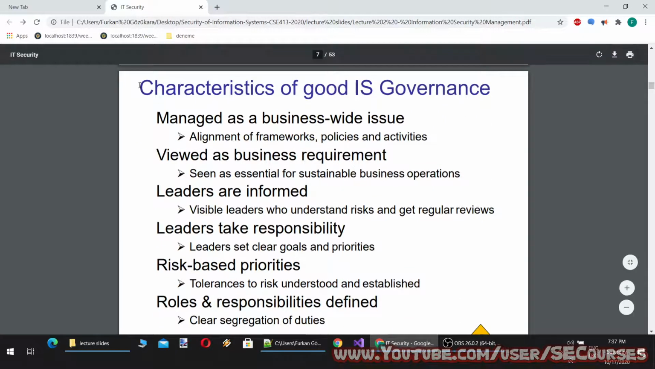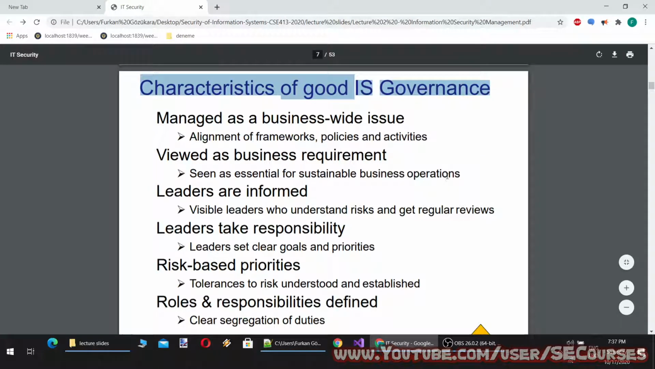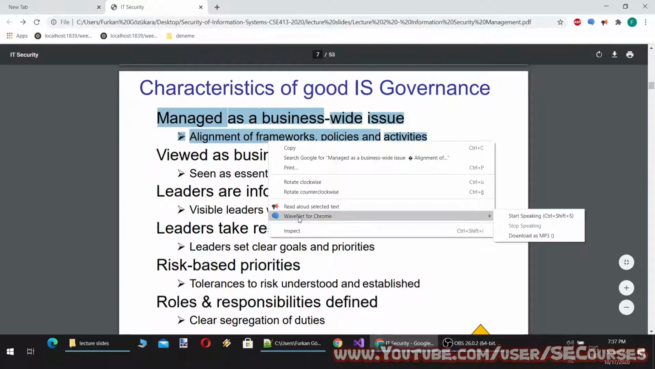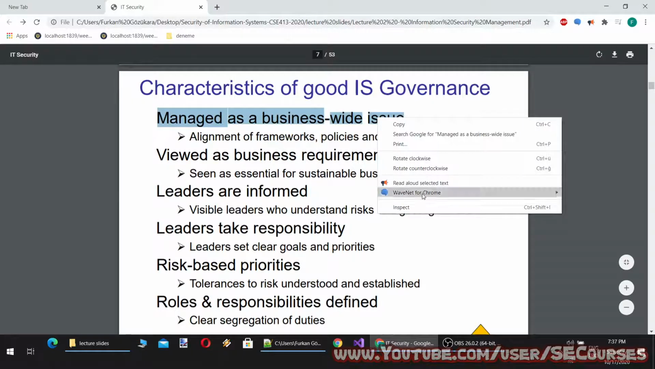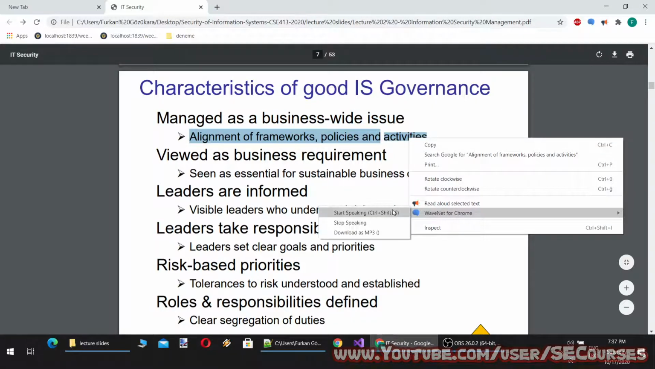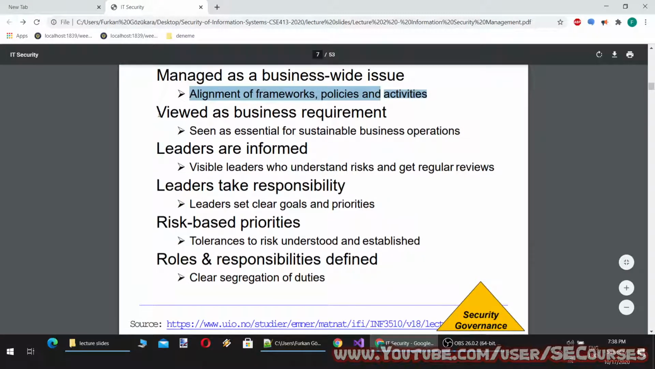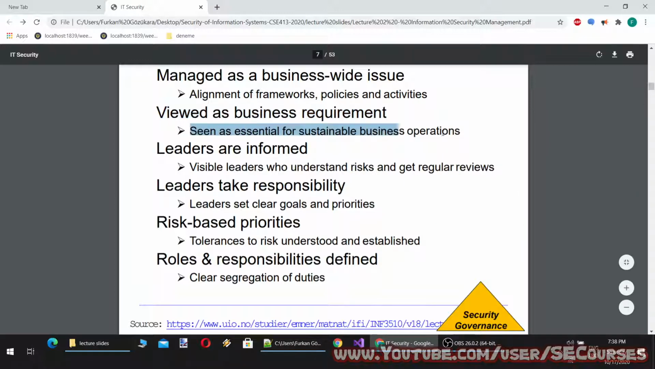Okay. So, characteristics of good IS governance. Okay, what are the characteristics? Managed as a business-wide issue, alignment of frameworks, policies and activities. Let's read one by one. Managed as a business-wide issue. Alignment of frameworks, policies and activities. Viewed as business requirement. Seen as essential for sustainable business operations.